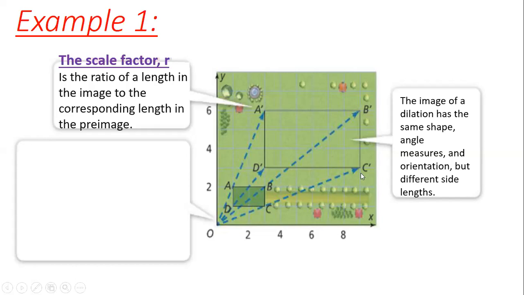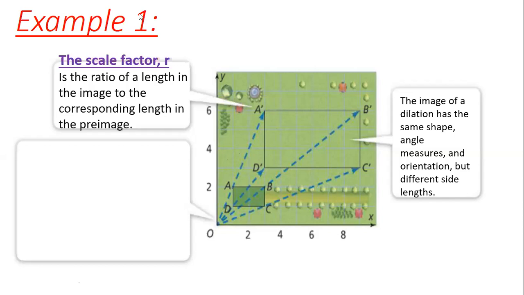B prime, C prime is the corresponding side for BC. D prime, C prime is the corresponding side for DC. A prime, D prime is the corresponding one for AD. So if I need to find the scale factor R, I am going to use A prime, B prime and AB, or B prime, C prime and BC. Not A prime, B prime and BC. For each side, there is a corresponding side. Clear till now? We will see how we will find it.